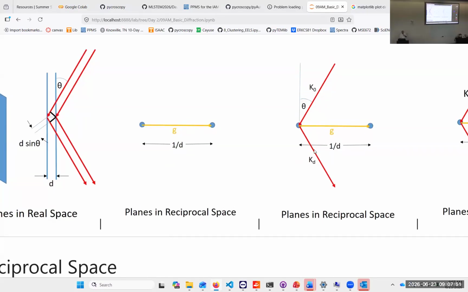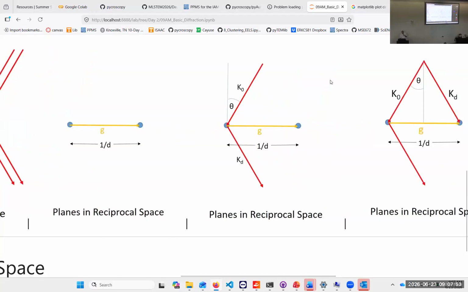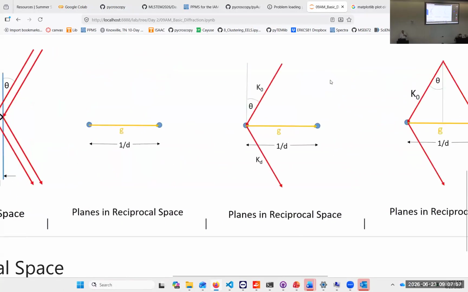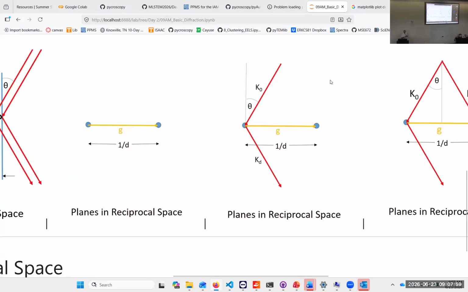And now if we put our vectors that we have in real space, the angles don't change. So we come in with our incident beam. Okay, so the Google Colab should work now.